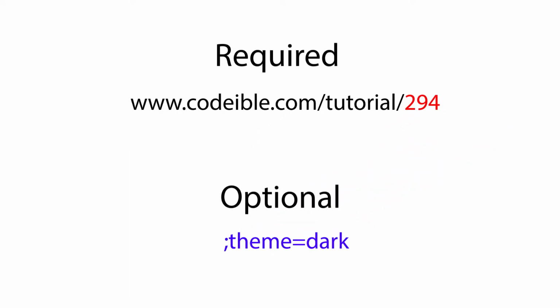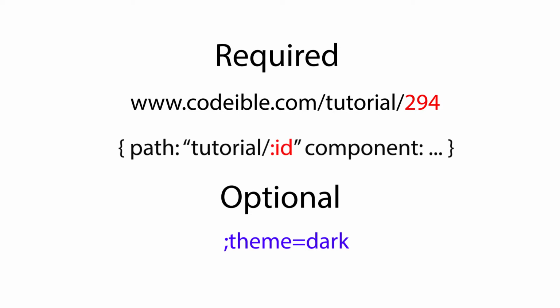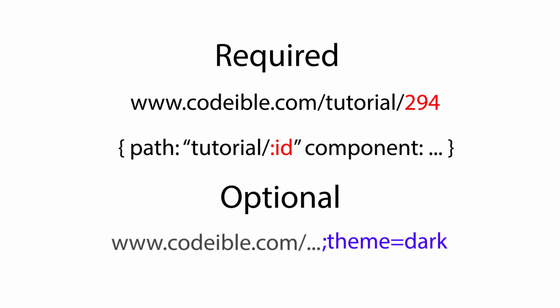Required route parameters are the parameters that we set as part of the path, and optional route parameters are the parameters that we add as part of the web address when we transition from one route to another. Let's see how they work in code.